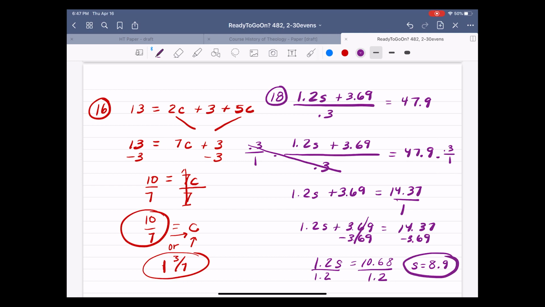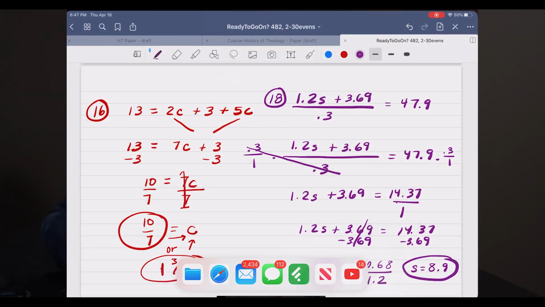Let me check to make sure we have that correct in the book, and we do. Whoop, whoop. Okay, let's move on to the next. Whoa, what's happening here?